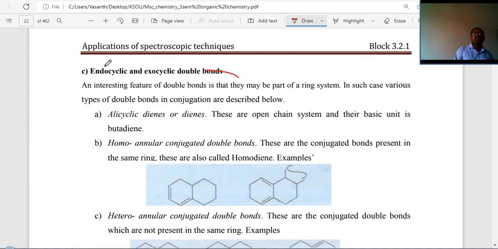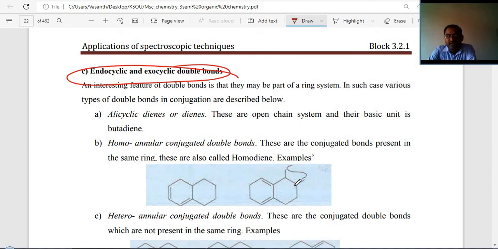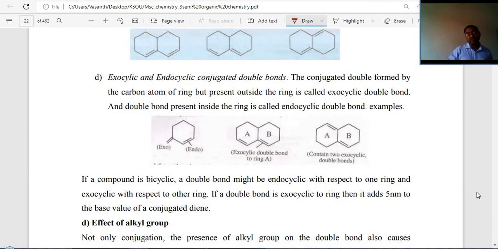These are endocyclic and exocyclic double bonds. An interesting feature of double bonds is that they may be part of a ring system. In such cases, various typical double bonds in conjugation are described below. The acyclic dienes are diene chain systems, and their basic unit is butadiene. Homoannular conjugated double bonds are conjugated bonds present in the same ring. These are also called homodienes. Heteroannular and endocyclic conjugated double bonds.